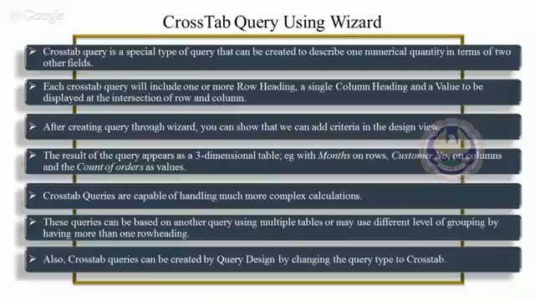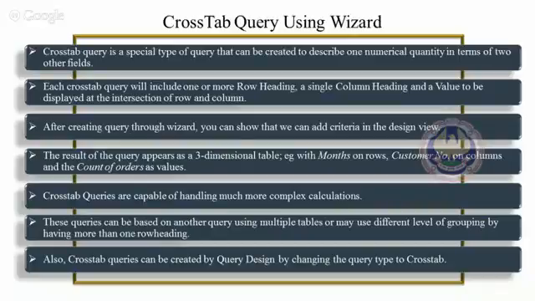Then the next thing is a very interesting thing, the cross-tab query. A cross-tab query can be done directly through the design, and then we can change the type to cross-tab. But the easier way to show them the cross-tab is through the wizard. Now a cross-tab query is a special type of query that can be created to describe one numerical quantity in terms of two other fields.